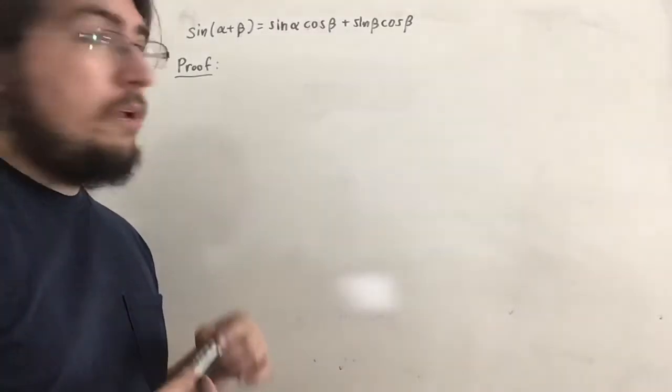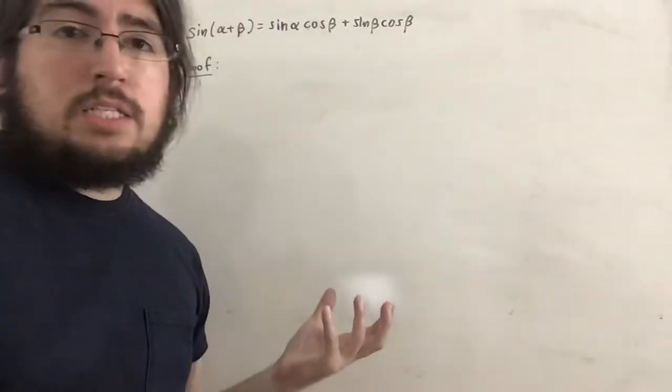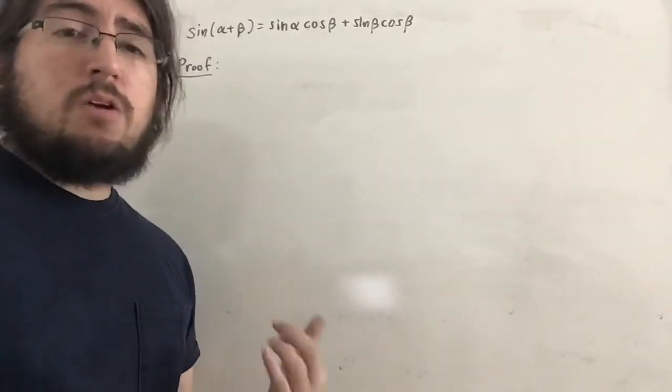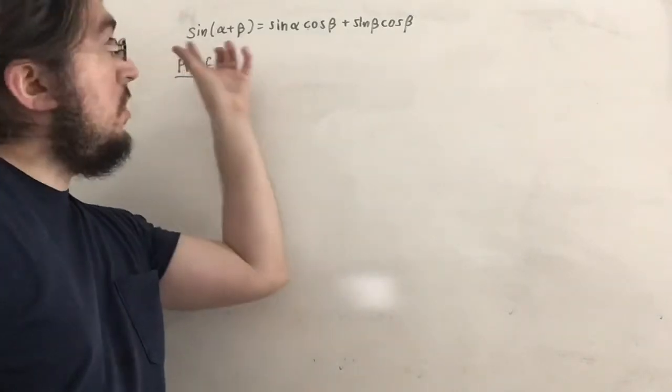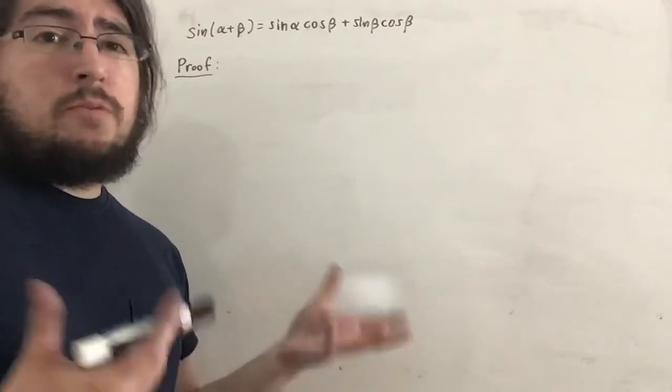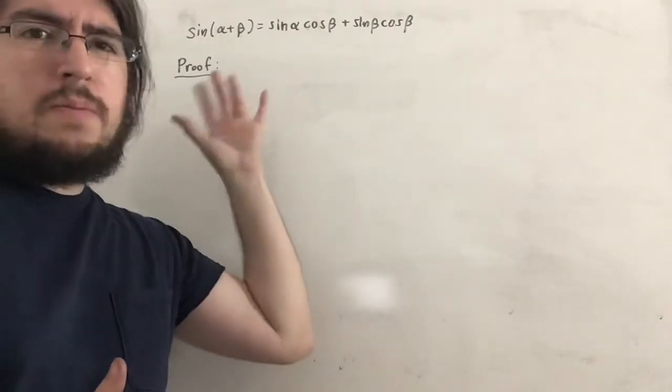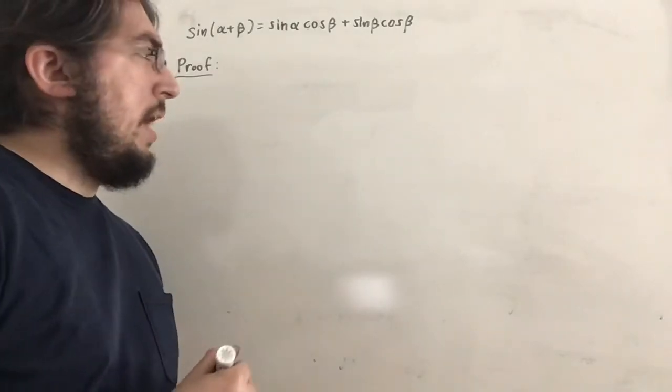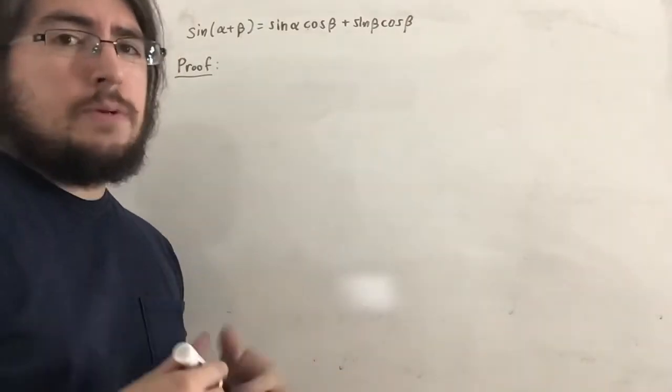Hello everyone, so here I want to prove the sum and difference formulas for sine, cosine, and tangent. I'm first going to start off with the sum formula for sine, and from there, really we can prove all of the other ones. So this is going to be the most complicated part of the proof, and I'm going to do this by geometry basically.